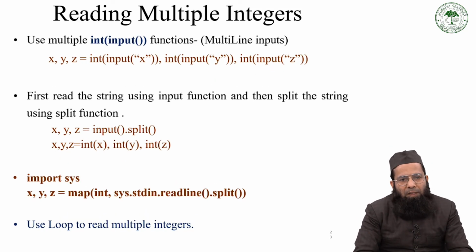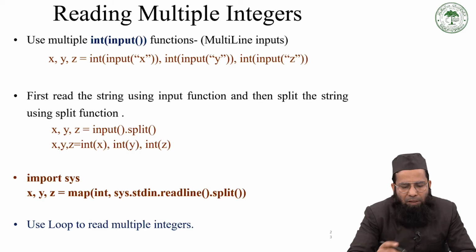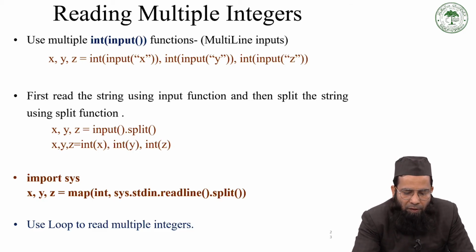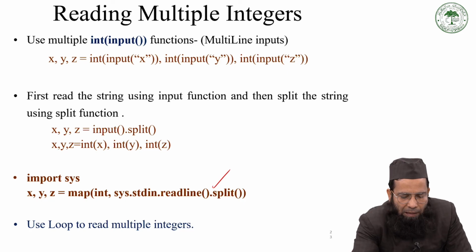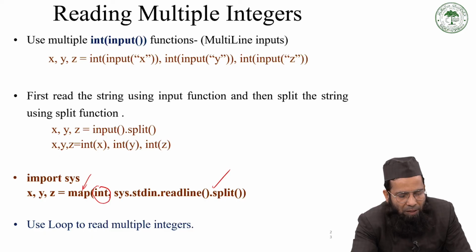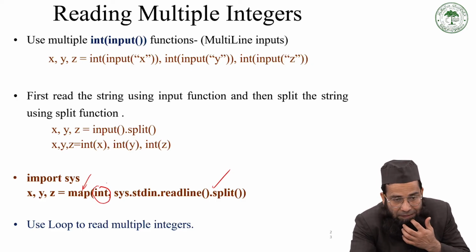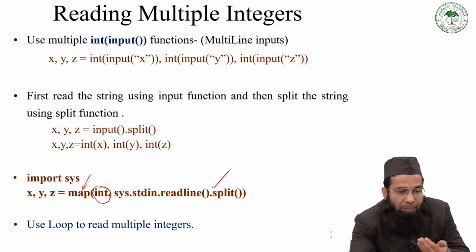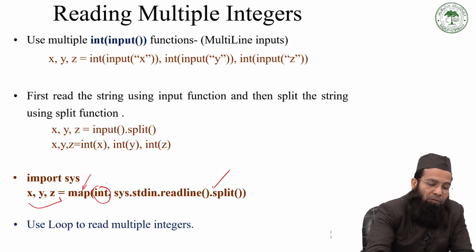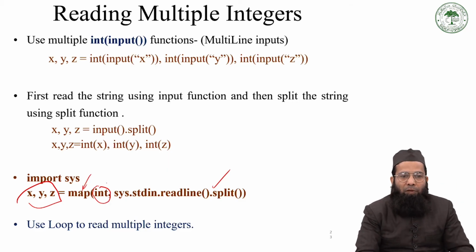So we have seen how to read. There is one more option that you can use. That is this particular function, readline and then split. And there is one more function, that is map. You need to provide how you want to map these split data. So we want to map it to integer. So you can also use this method to store integer values supplied by the user into 3 different variables, right? So this is one more way.